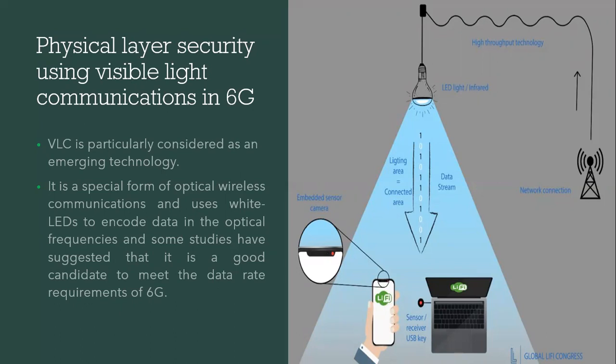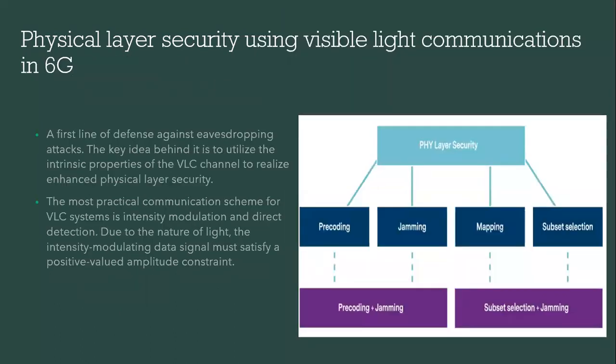It is a special form of optical wireless communication and uses white LEDs to encode data in the optical frequencies. Some studies have suggested that it is a good candidate to meet the data rate requirements for 6G. Physical security using visible light communication in 6G is a first line of defense against eavesdropping attacks. The key idea behind it is to utilize intrinsic properties of the VLC channel to realize enhanced physical layer security.